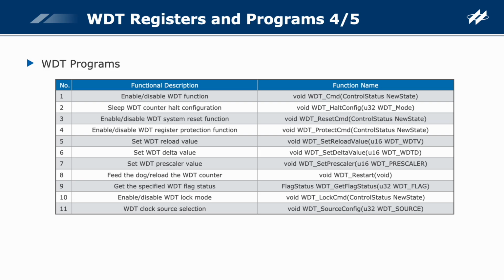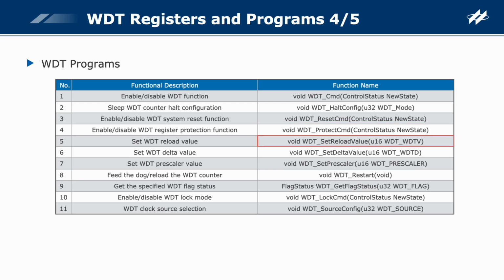The watchdog timer plays a key role in ensuring the stable operation of the embedded system. The following will introduce several WDT-related functions. The first function is used to enable or disable the watchdog timer function. The second function is used to configure the watchdog timer sleep halt. The third function is used to enable or disable the watchdog timer system reset function. The fourth function is used to enable or disable the watchdog timer register protection function.